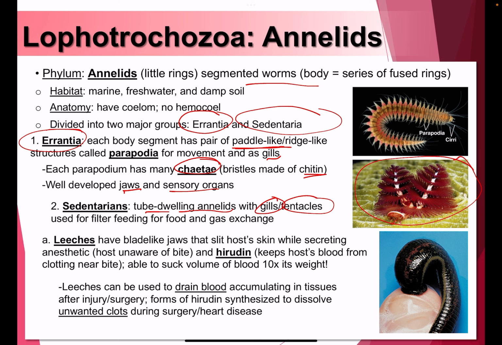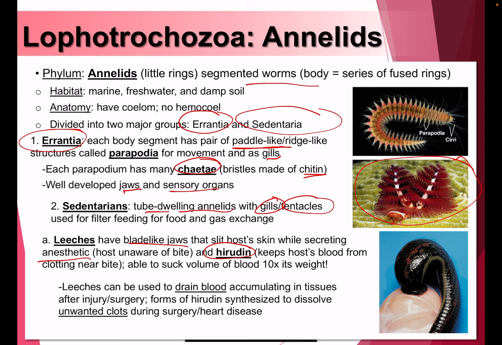So leeches have blade-like jaws that are able to slit their host's skin. Wow, this is the scary part. They don't let you know they're cutting you open by secreting an anesthetic. So the host doesn't even know something bit them, because as soon as a host knows, like us humans, if we know someone bit us, we will look at it and try to yank it off, something like that. Well, for leeches, they secrete this anesthetic so that we don't even know something bit us. And the second thing it secretes is hirudin.